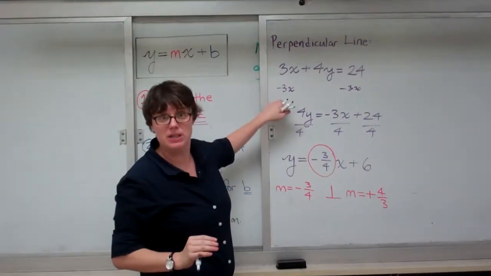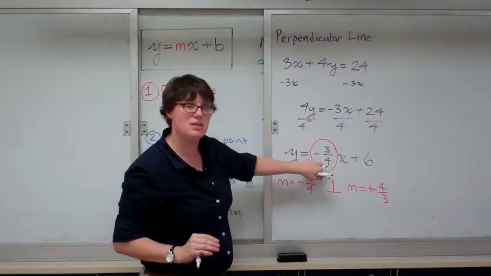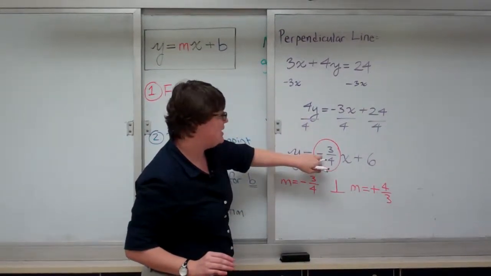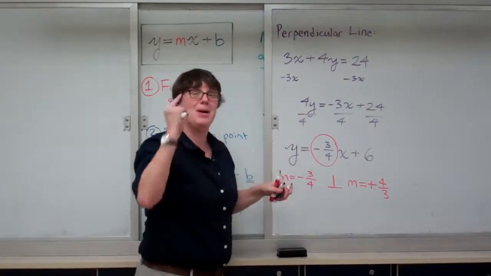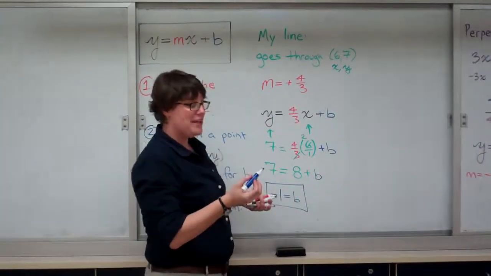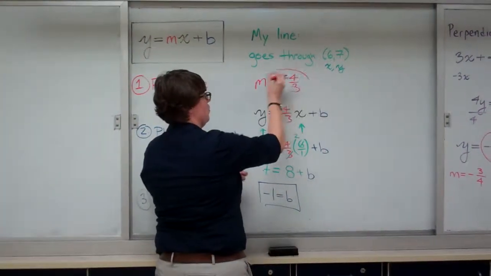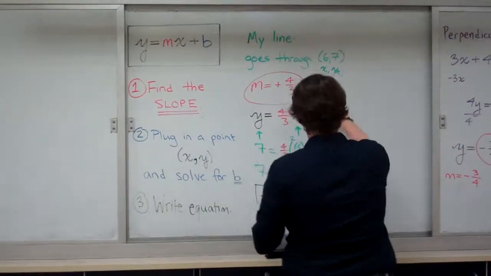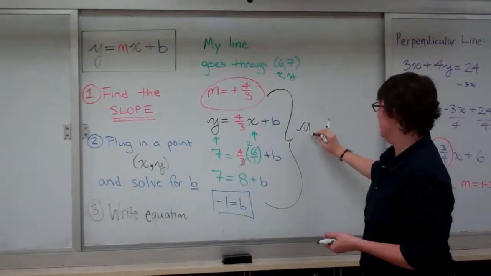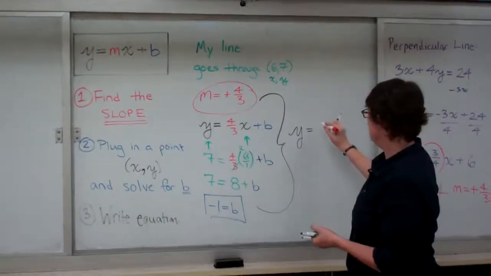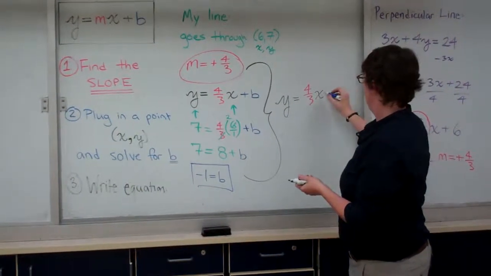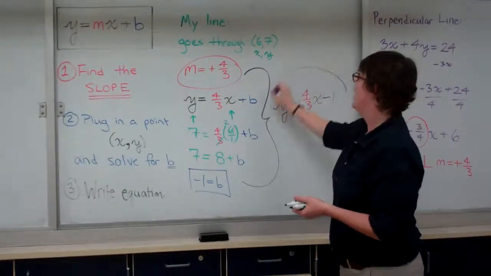I knew about a perpendicular line, I found its slope, and I stole information about it. I said I need to make this slope positive and flip the numerator to denominator. That told me my line had a slope of 4/3, and with a little plugging in algebra, I found the y-intercept as well. My line has an equation of y equals 4/3 of x minus 1. And we're done.